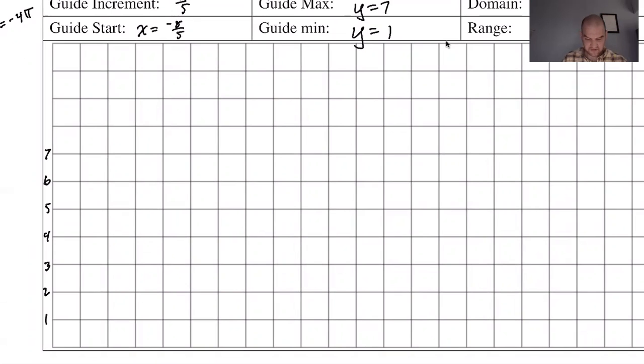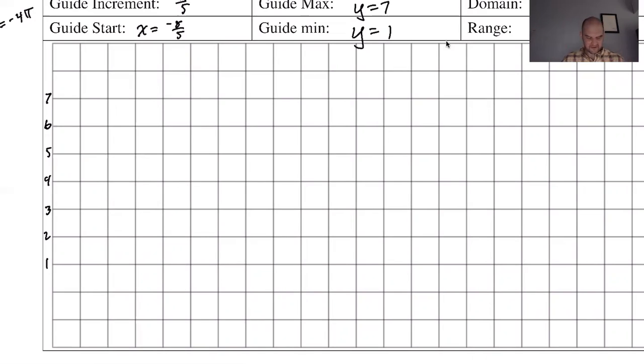Okay, I'm definitely going to pick that up and move it. So what I can do is, let's do this. It's nice to have a little bit above and a little bit below your maximum and minimum for the guide when you're doing cosecant and secant because of how the graph is going to work, right?